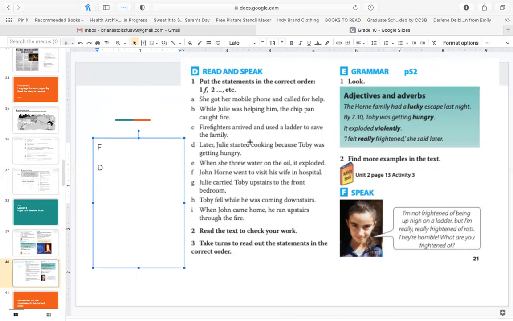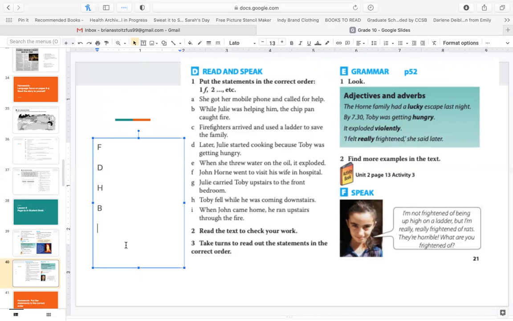What happened next? H. Toby fell while he was coming downstairs. What happened next? Next, while Julie was helping him, the chip pan caught fire. The answer is B.